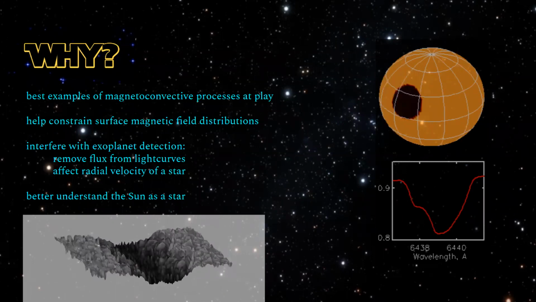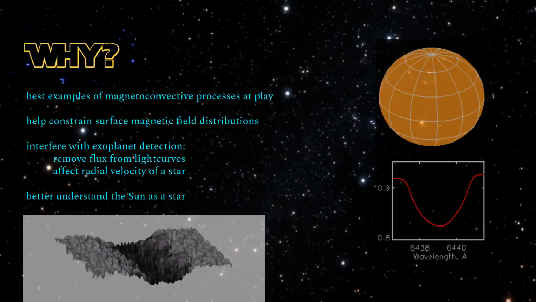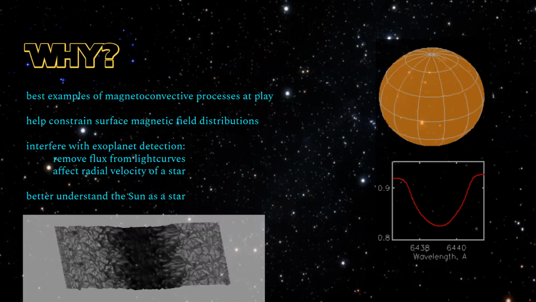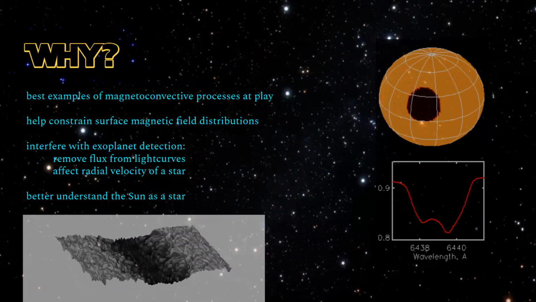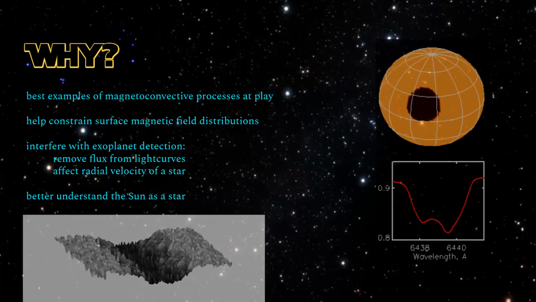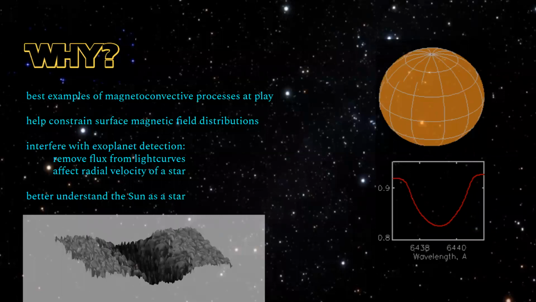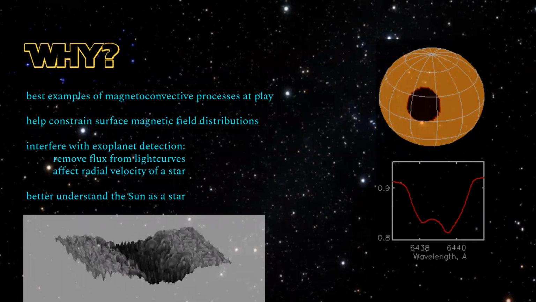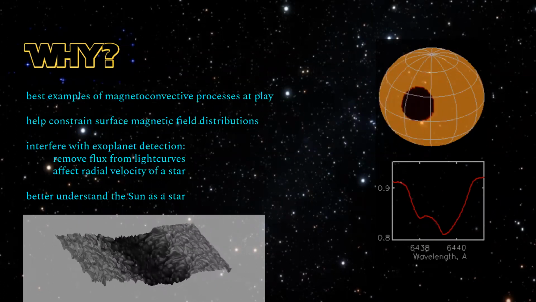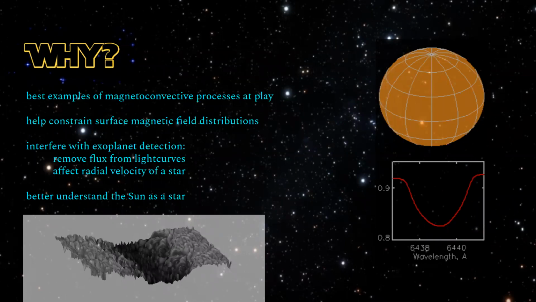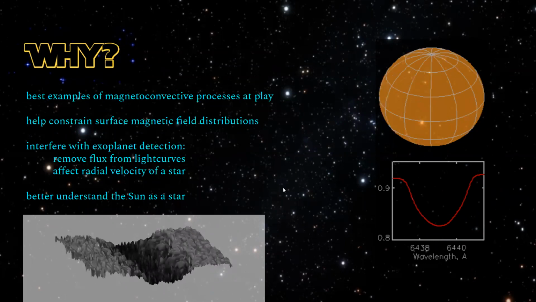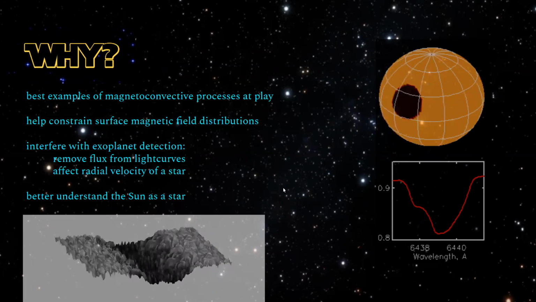And for people who are interested in exoplanets, spots interfere in many ways with their detection. The simplest way a spot can interfere with the exoplanet detection is by removing flux from a light curve. The other way is that it can affect the radial velocity of a star. I'll touch on this topic a little bit more later. And also, understanding star spots will help us understand the sun as a star better. On the right, you have this video which shows how a spot rotating across the disk is affecting a spectral line.